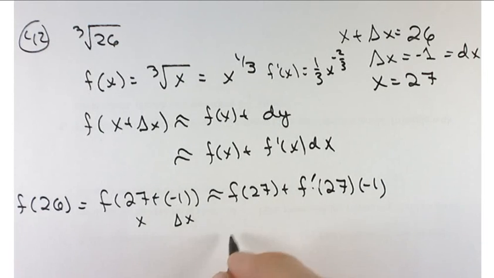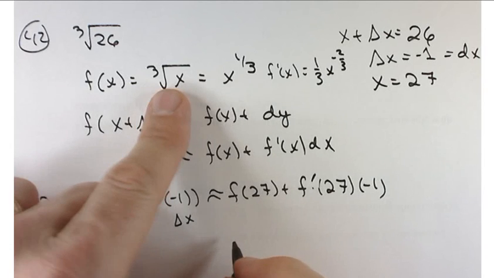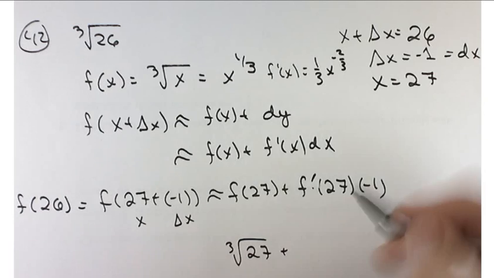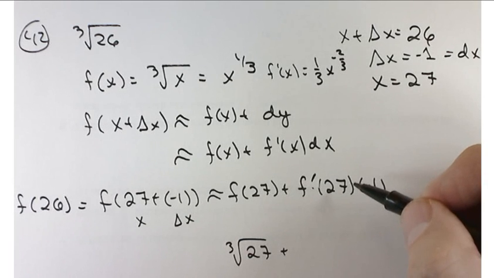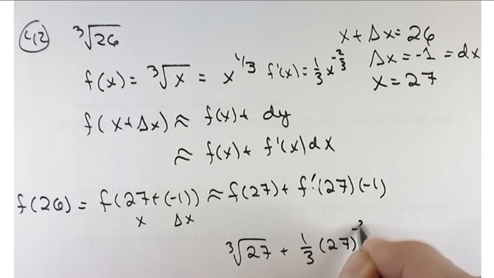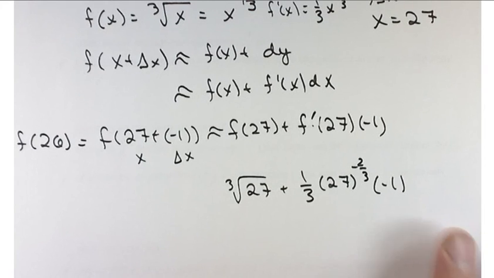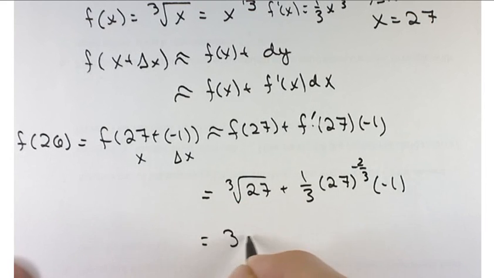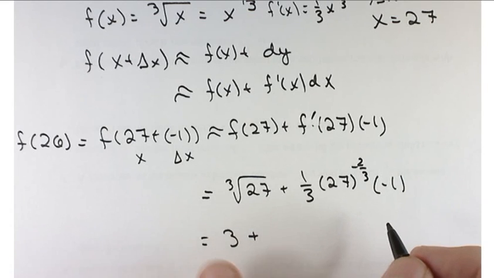f of 27 is going to be the cube root of 27 plus f prime of 27. Well, that's going to be 1/3 times 27 to the negative 2/3 power times dx, which is negative 1. All right. Cube root of 27 is 3, so that makes sense.